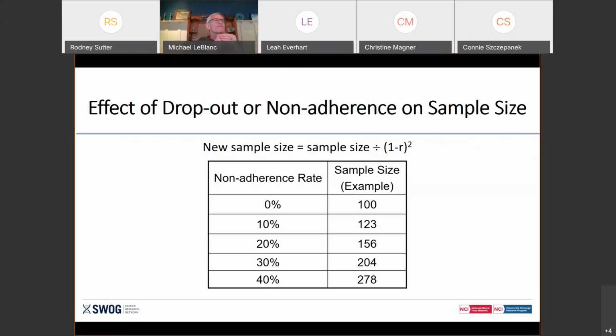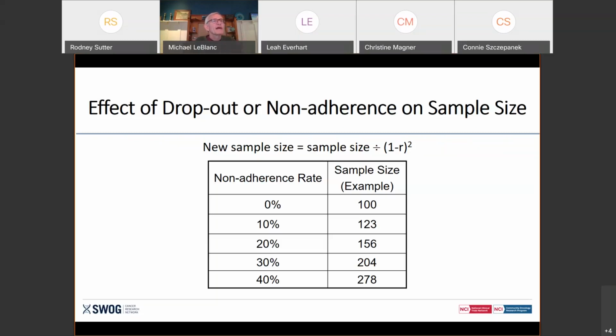So if I thought we were going to have complete adherence to the study on the first row, so non-adherence was 0%, so everybody adheres to what the protocol was, the sample size the statistician came up with, we need 100 patients to answer this question. Let's go down to the third row. Suppose 1 in 5 patients, 20%, don't adhere, or the study's not adhered to for 20% of the patients. Then the sample size to detect the same effect is 156 patients.